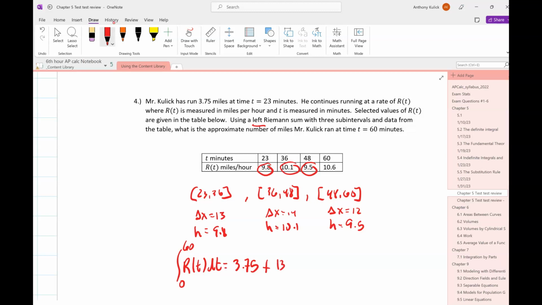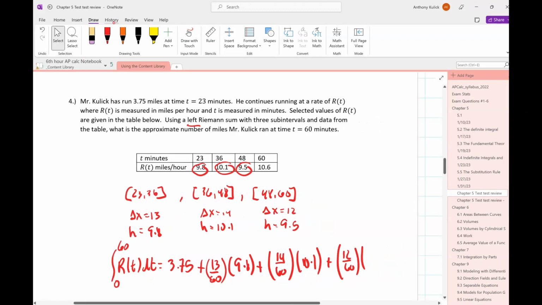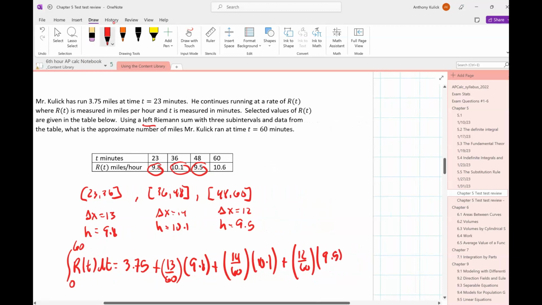And then 13 times 9.8, but we have a units issue here, right? Because we have minutes and then per hour. So I'm just going to do 13 over 60 to turn that into hours. I think that's what I didn't get. I was looking at the key and I was like, why is it over 60? Yeah, so just a units issue there. That makes more sense. Thank you.